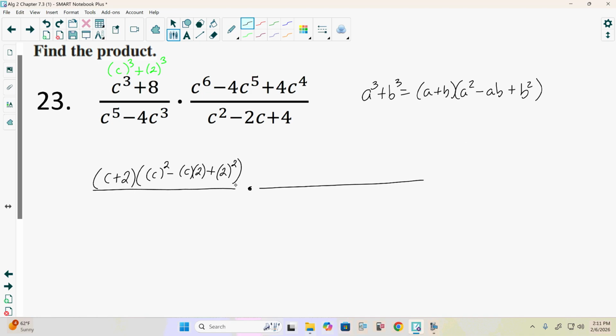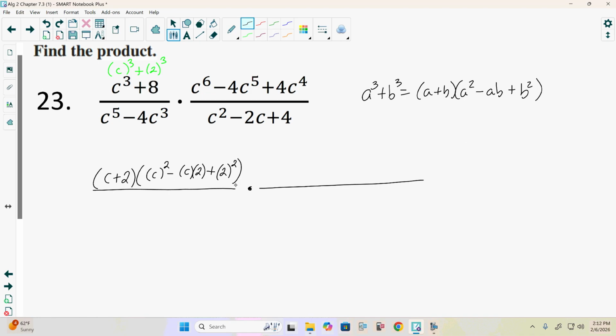Something looks interesting about that quadratic part, the bigger part, yes? Because the first one, c squared, that's fine. The middle, we have c times 2, which would be minus 2c, yes? And 2 squared is what? 4, yes? Don't we kind of have that up there already? The bottom of the second one is c squared minus 2c plus 4. Isn't that what that's going to simplify to?